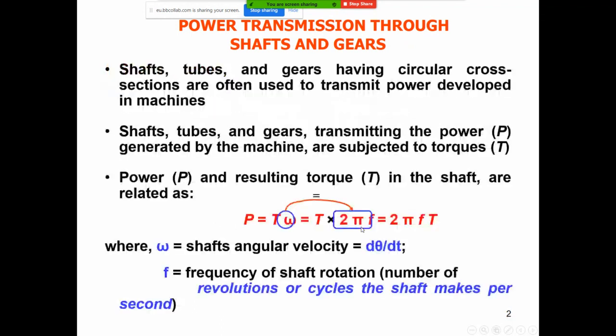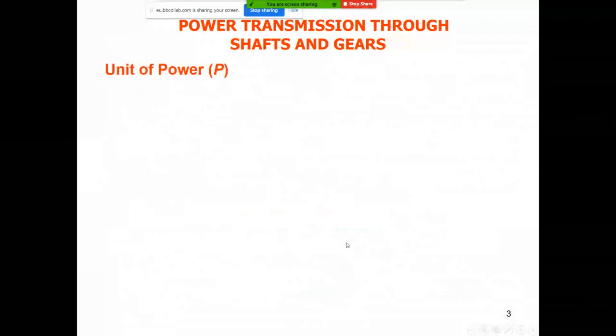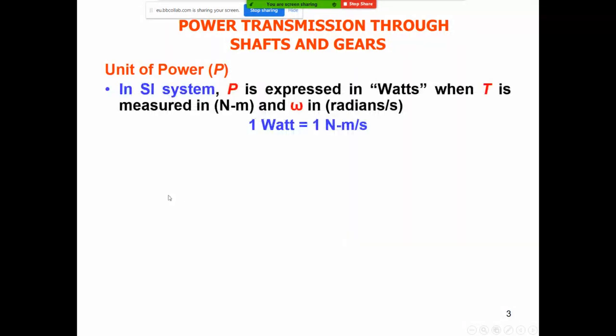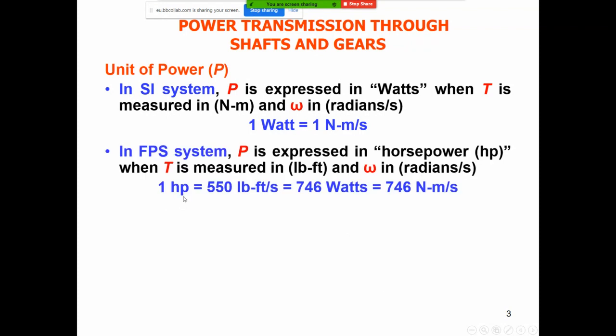So what I need from you is to understand these equations, and also, ya shabab, to understand the units of power used in the SI system, where 1 watt is equal to 1 Newton meter per second. Also, 1 horsepower is equal to 550 pound-foot per second in English units, the pound and feet, and it can be converted into 746 watts, which is 746 Newton meters per second.